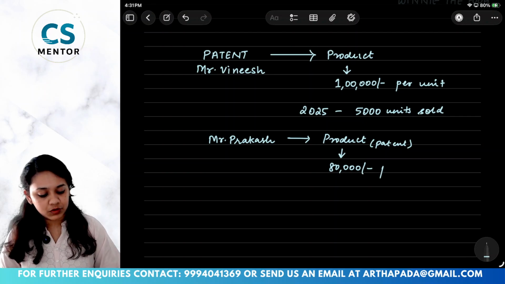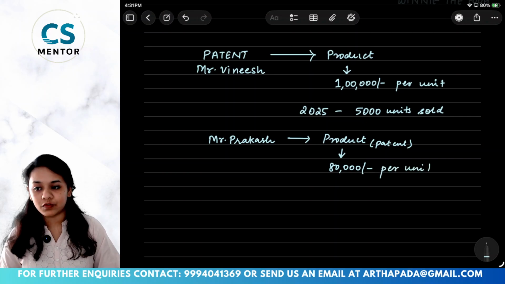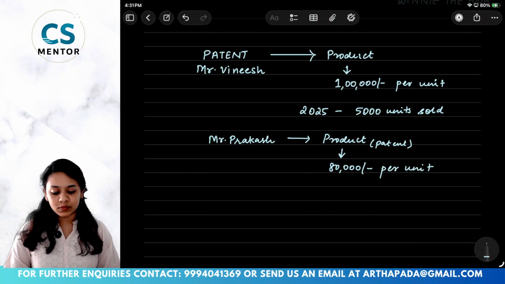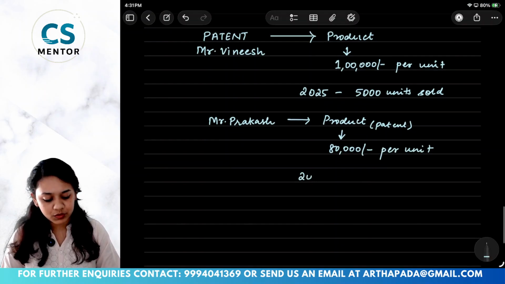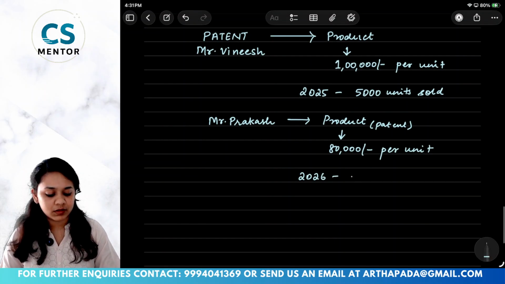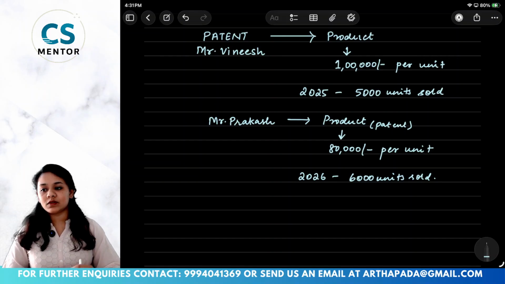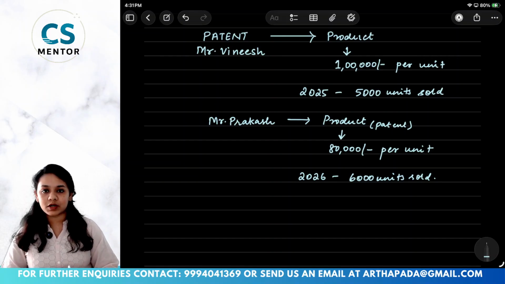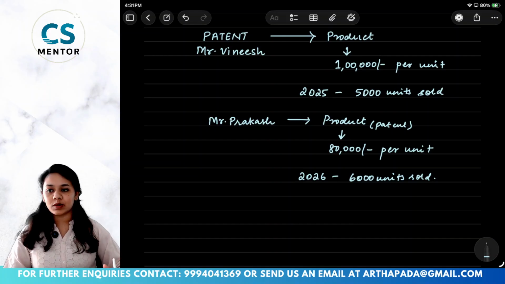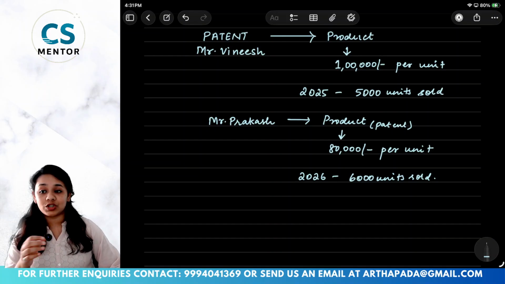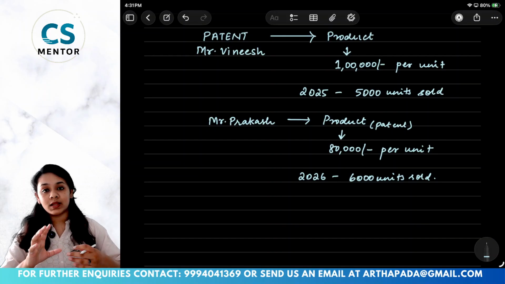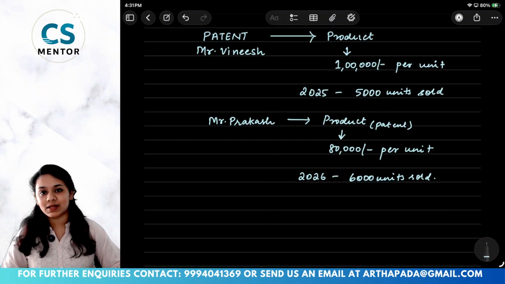Okay, so per unit he decides to sell it for 80,000 rupees, and he has a great year. In the year 2026 he manages to sell 6,000 units. But can you see now what the problem is? Every other person will see what Mr. Prakash saw. Then someone else will come and say, oh wow, it's selling for so much. This is a great business opportunity. Let me also take the product and let me start selling it.